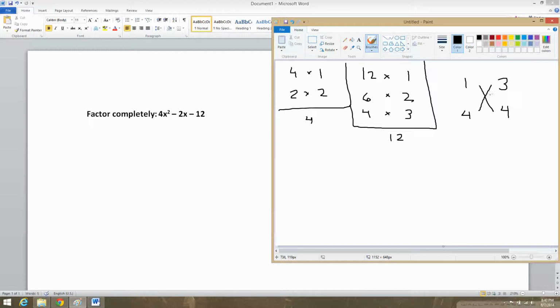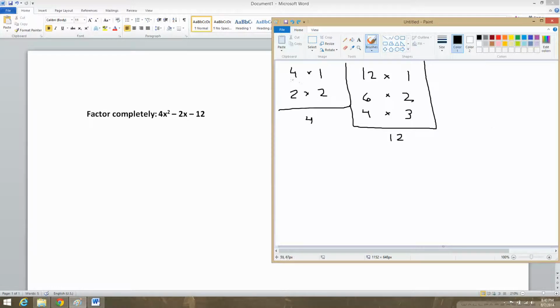Let's see what happens. I'm going to add negative to the bottom one, because that's going to end up being, oh, never mind. Let's add it to the top one. So 4 times negative 3 is going to be negative 12, plus 1 times 4 is going to be 4. That's going to end up being negative 8. Wrong again. We can't do that. So disregard all of that.